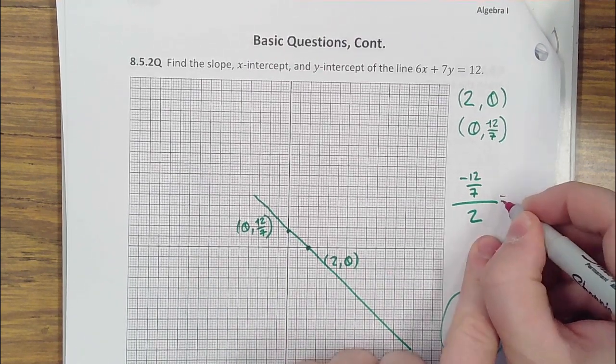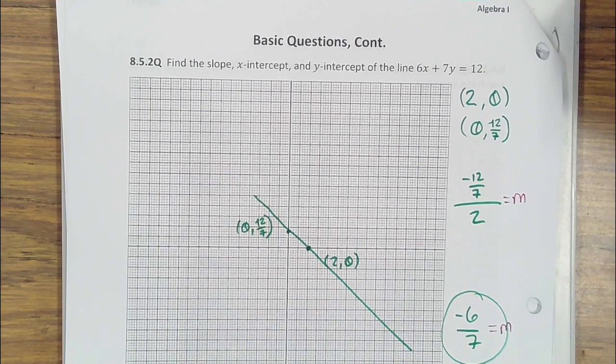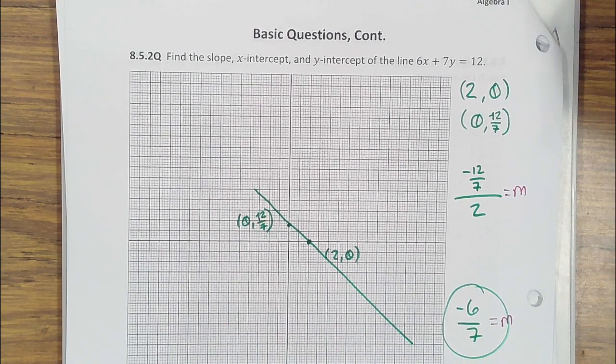You'll notice that these are the same. 12 sevenths divided by 2 would just be 6 sevenths, right? So there's slope, x-intercept, y-intercept, and there's the graph. That's it.